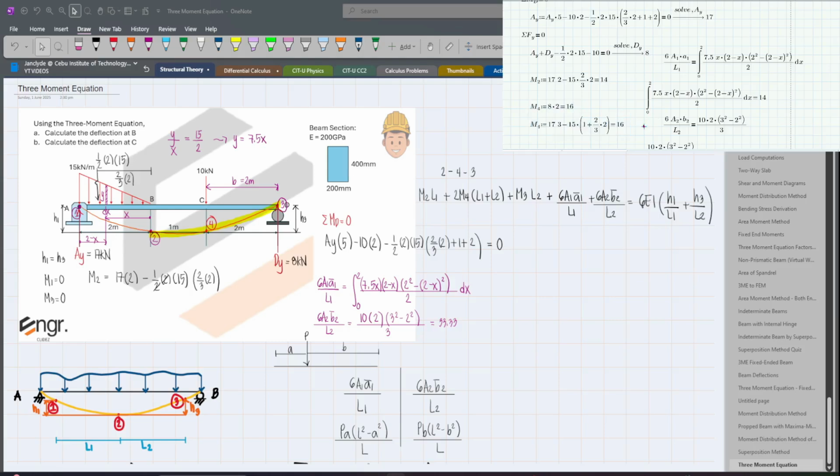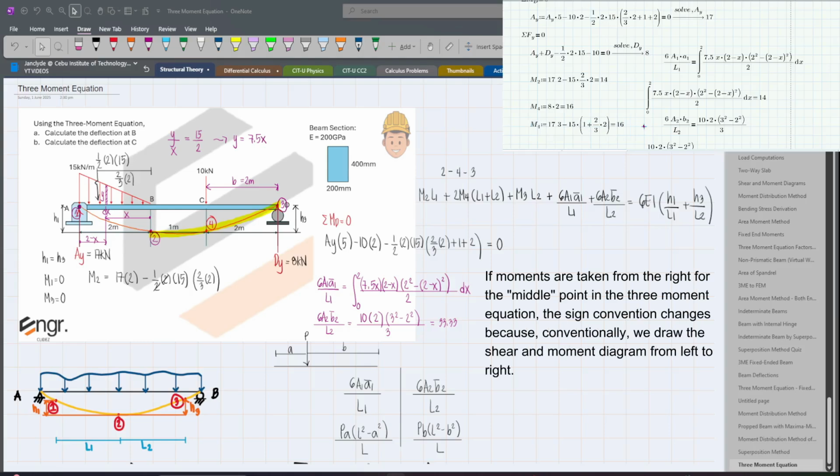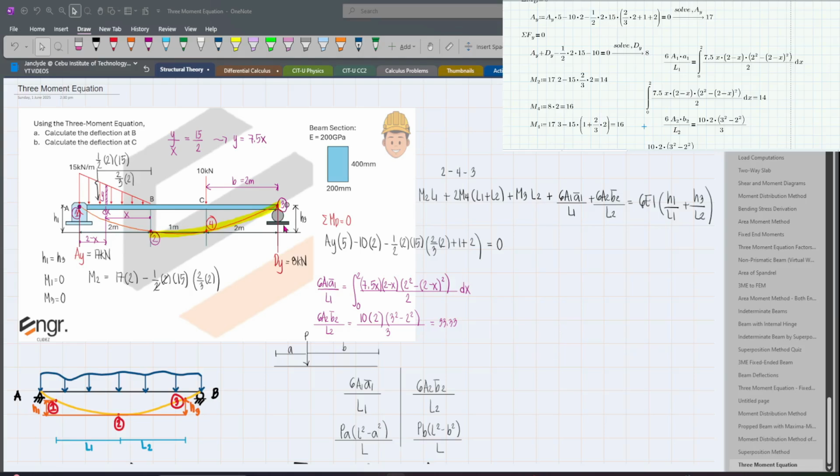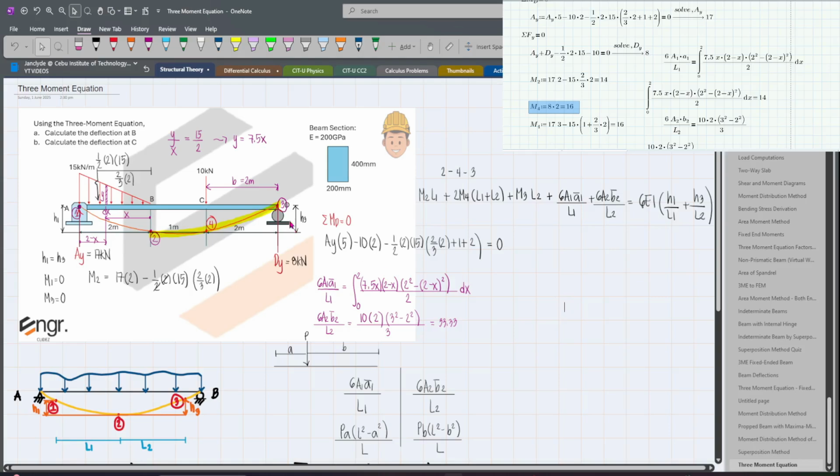Since by convention, yung moment natin sa shear moment diagram is drawn from left to right. Kaya kung from the right ka, you have to change the sign. Kapag counterclockwise yung rotation, magiging positive. If clockwise naman, magiging negative. So ito lang yung dapat mong tandaan. Now, point 3 naman is still equal to 0 since this is at the right end.